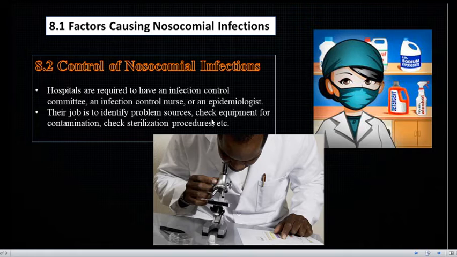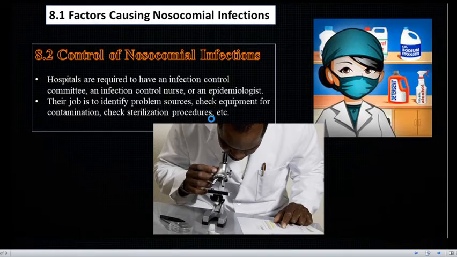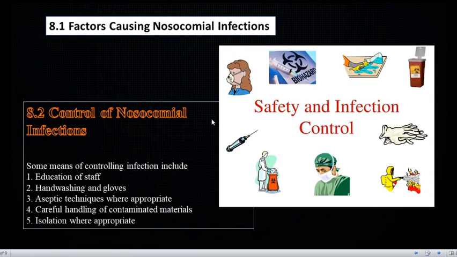Okay, next. So I have here the means of controlling your infection. Okay, number one, so ito yung pinakauna, you educate the staff. Okay, education of the staff. So this includes all the hospital staff from doctors to the cleaners or the ones that are doing the sterilization.